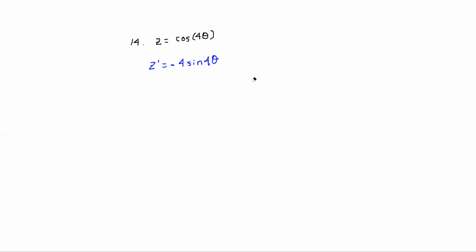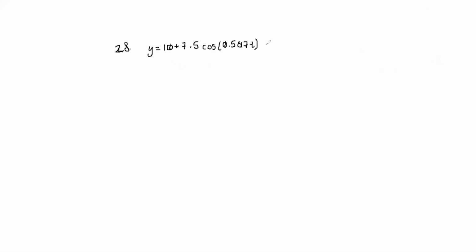Okie dokies. We can also do number 28. Well, that doesn't look too bad at all. So the depth of the water Y in meters in the Bay of Fundy, Canada, is given as a function of time t in hours after midnight by the function y is equal to 10 plus 7.5 cos 0.507 t. So we've got some very beautiful numbers in here.